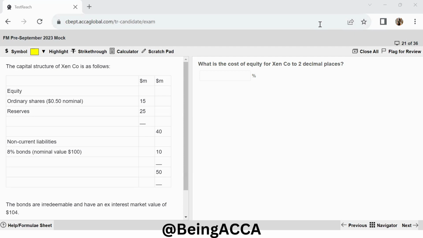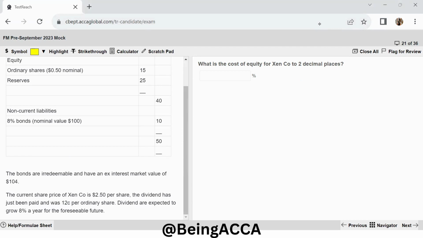The capital structure of Zen Company is as follows. We have equity, ordinary shares, reserves, non-current liabilities. We have 8% bonds. The bonds are irredeemable and have an ex-interest market value of $104. The current share price of Zen Company is 2.5 per share. The dividend has just been paid and it was 12 cents per ordinary share. Dividends are expected to grow 8% a year for the foreseeable future.